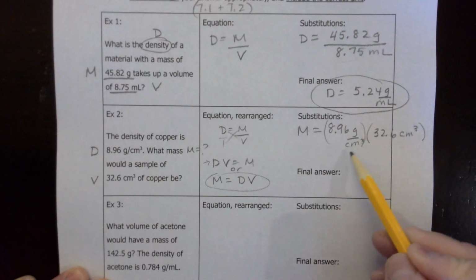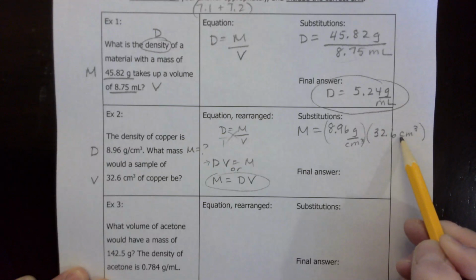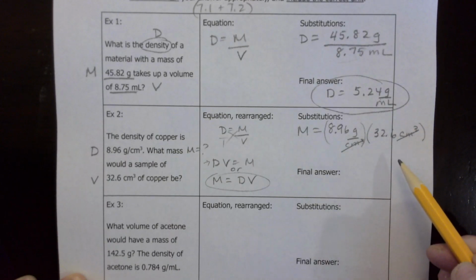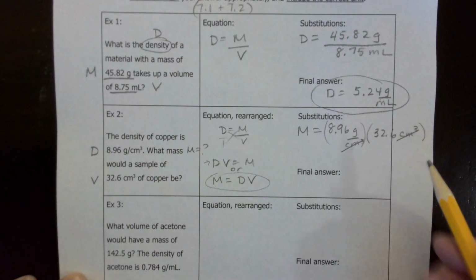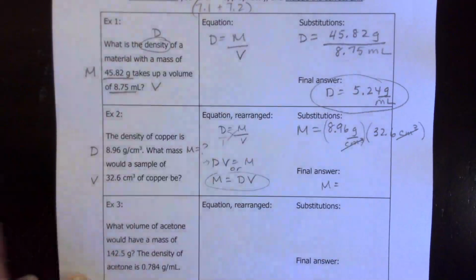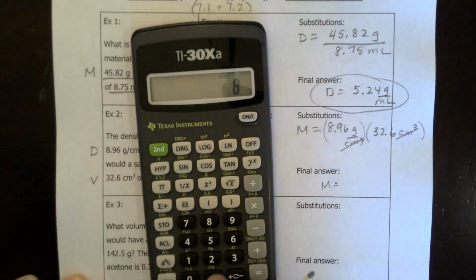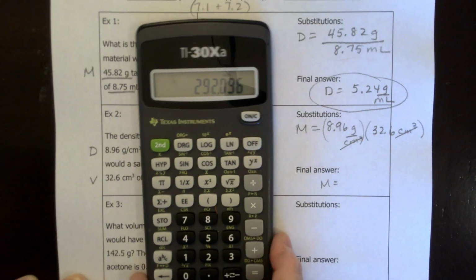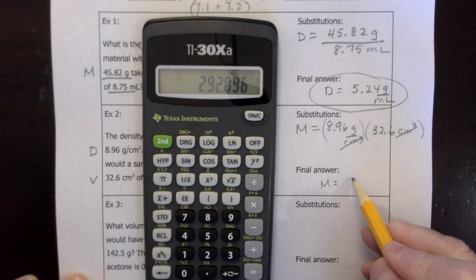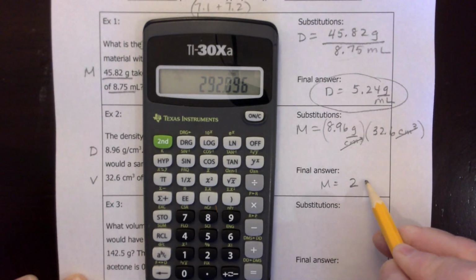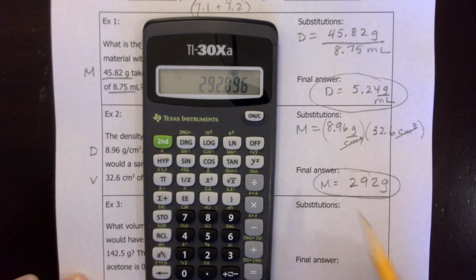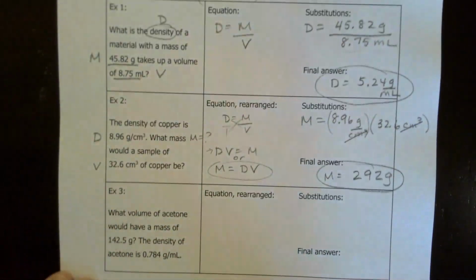Right? Now I'm going to show here that cubic centimeters here is in the numerator, cubic centimeters here is in the denominator of this unit, so any unit over itself is equal to 1 and cancels out. So our final answer is just the product of 8.96 times 32.6. We get this number 292.096. We're going to round it to the nearest whole number here, 292, and the unit that did not cancel is grams, which makes sense because it's supposed to be mass.